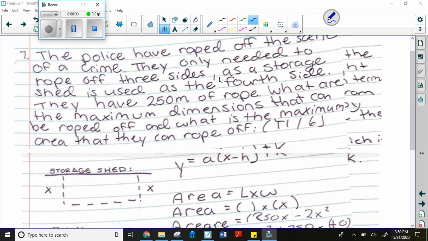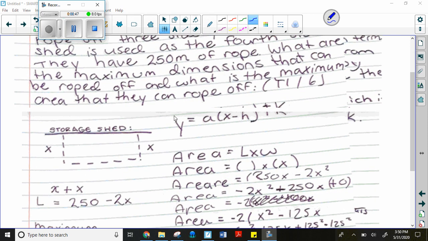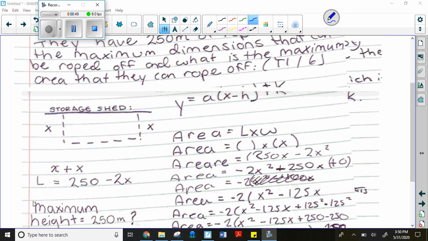They only need to rope off 3 sides because there is something that's being used as the 4th side, and they have 250 meters of rope. What are the maximum dimensions that can be roped off? Okay, so you've got something happening here. You said that if I have this and I have this, I love this diagram, by the way, then that plus that would give us 2x, and the leftover would be 250 minus 2x.